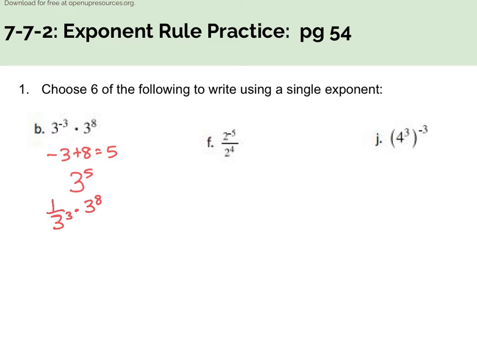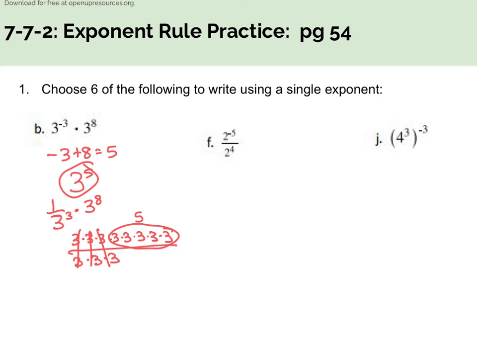Well, what does this really say? That means I have 8 3's on the top. 3, 4, 5, 6, 7, 8. I have 3 3's on the bottom. Remember, we can cross them out, and then how many do I have left over? 5. So again, this is kind of where the 3 to the 5th power comes from.